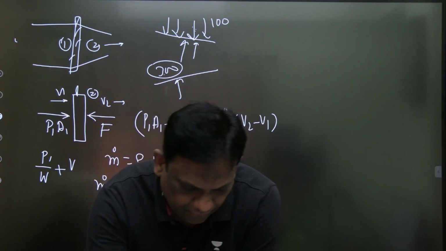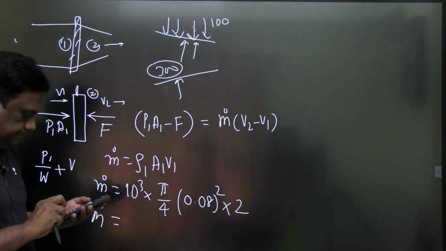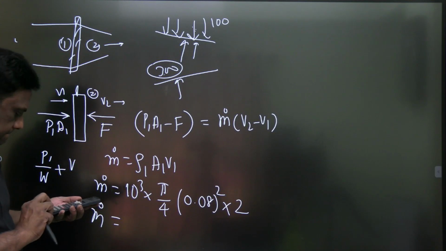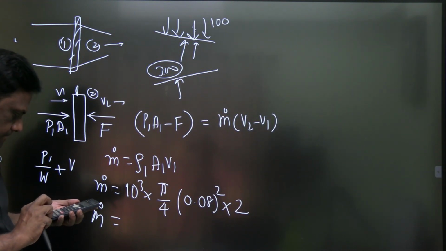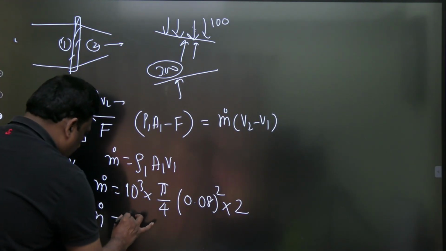कहाँ गया रे? चलो फिर से calculate करेंगे. क्या करते हैं? M dot is 10.05.